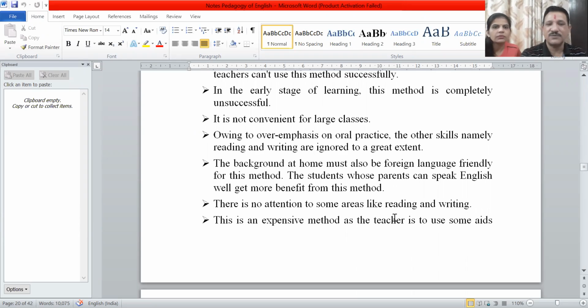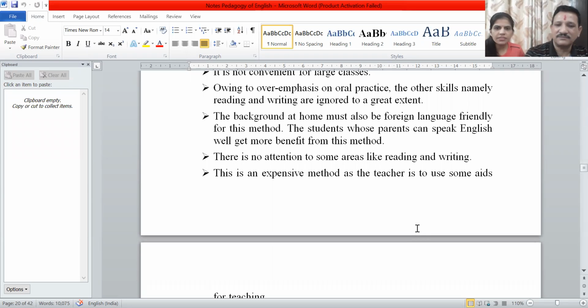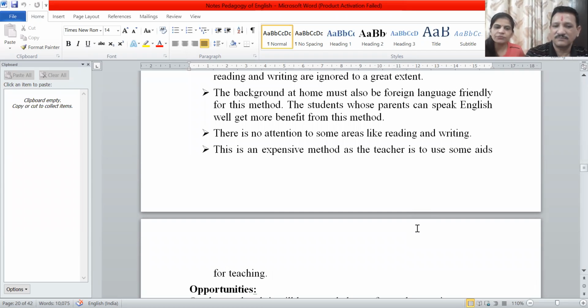Next, owing to overemphasis on oral practice, the other skills, namely reading and writing, are ignored to a great extent. The background at home must also be foreign language friendly for this method. The student whose parents can speak English will get more benefit from this method. There is no attention to some areas like reading and writing. This is an expensive method as the teacher uses some aids for teaching.